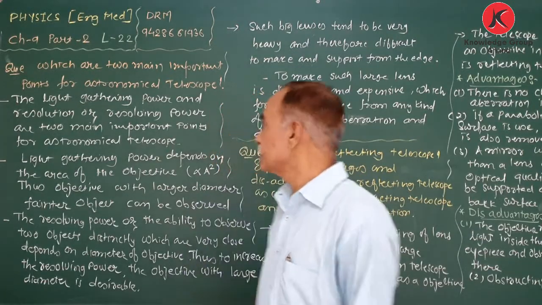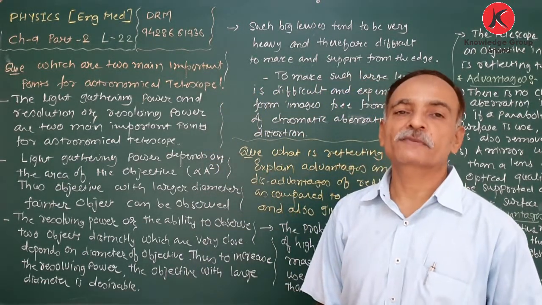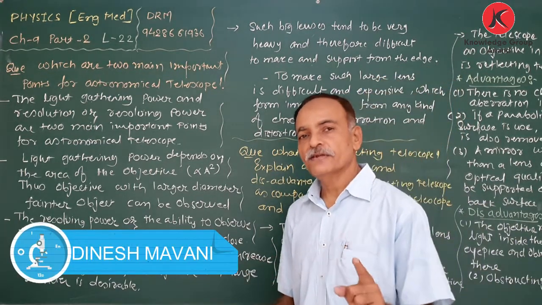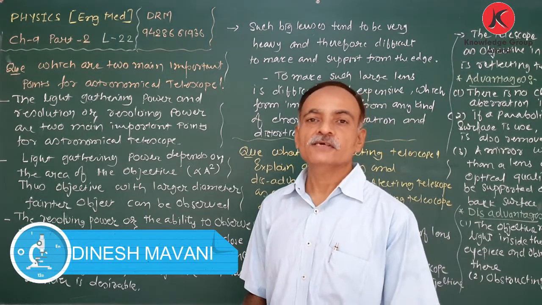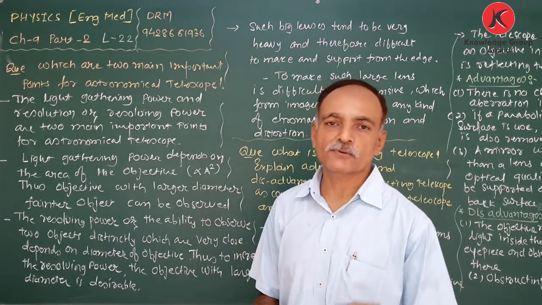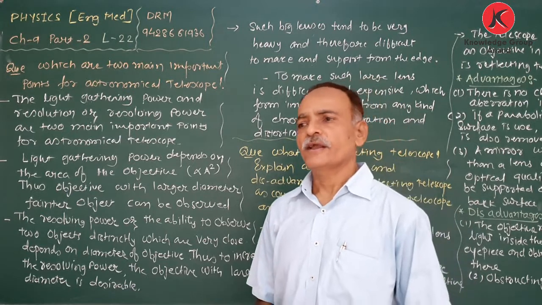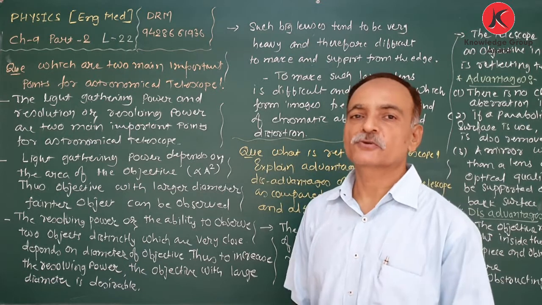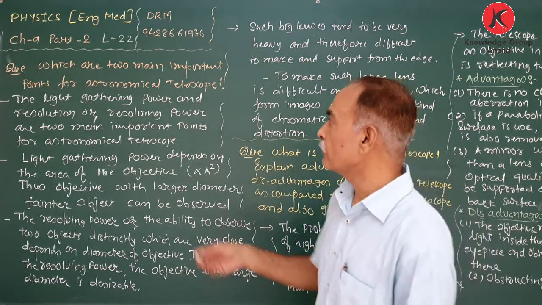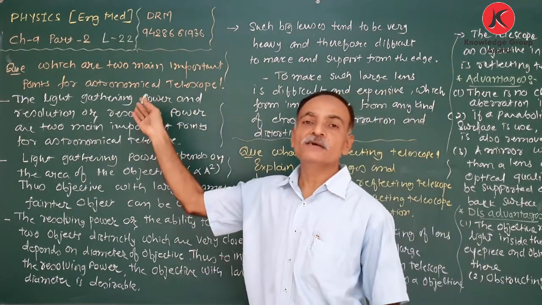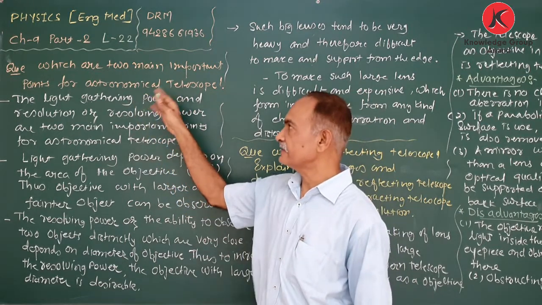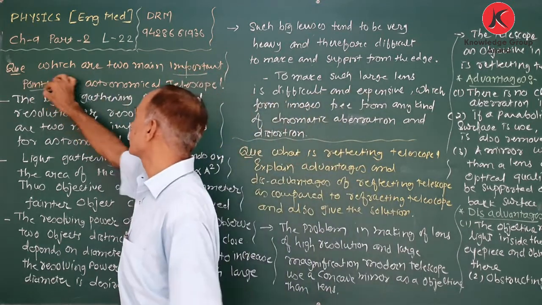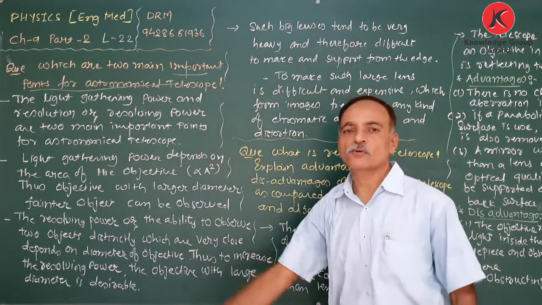Good morning, friends. Last time we discussed the astronomical telescope, right? We also discussed the different types of telescope, and we derived the equation of magnification for the astronomical telescope. Now, what are the main important points for the astronomical telescope? There are two important points. Sometimes a 2-mark question is asked: which are the two main important points for the astronomical telescope?